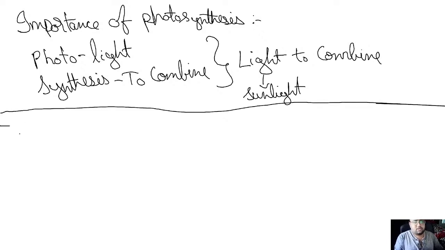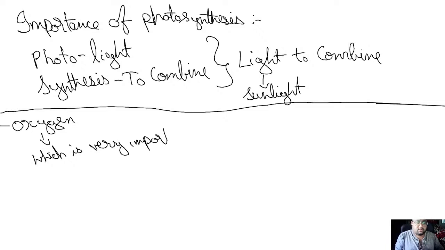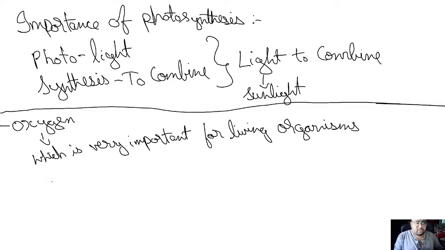Okay, first point. So the basic importance of photosynthesis is we get oxygen, which is very important for living organisms. Oxygen is very important. Without oxygen, no one can survive, and the whole world will get demolished. It will perish. Everything will fall down if there is no presence of oxygen. If photosynthesis doesn't happen, we won't get oxygen, because oxygen is released by plants during photosynthesis.